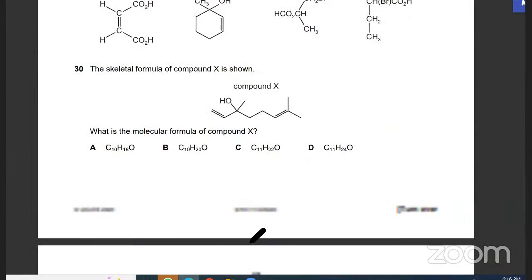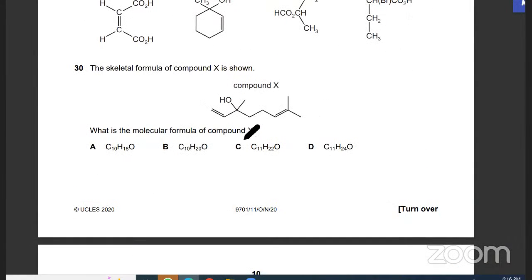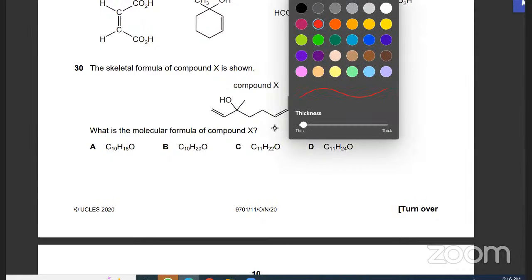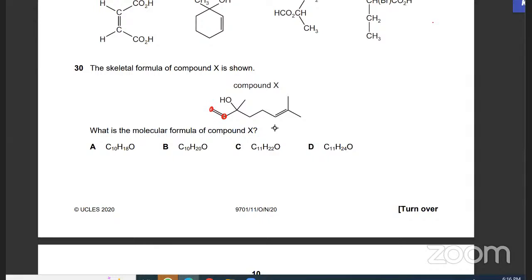So this one, again, organic. You've got a skeletal formula. What is the molecular formula of this compound? All you have to do is count the atoms. That's 1, 2, 3, 4, 5, 6, 7, 8, 9, and 10. I'm guessing it's 10 carbons.